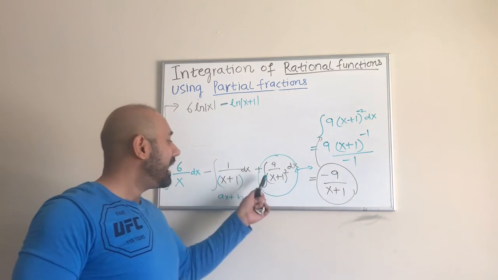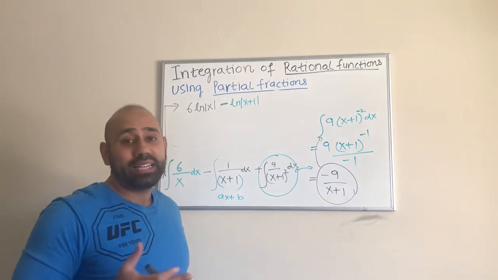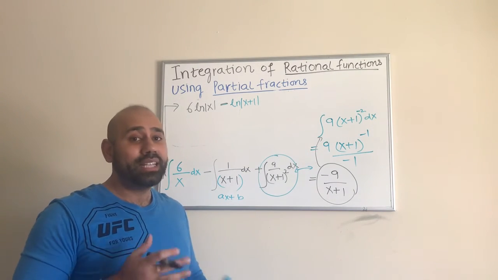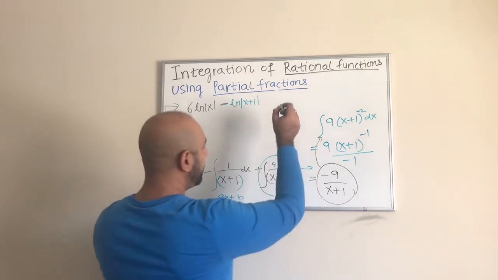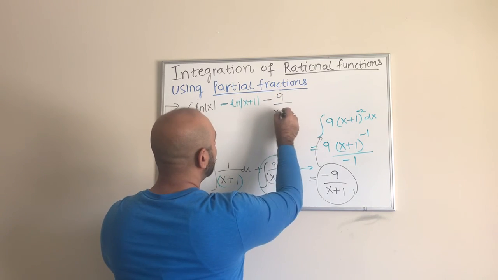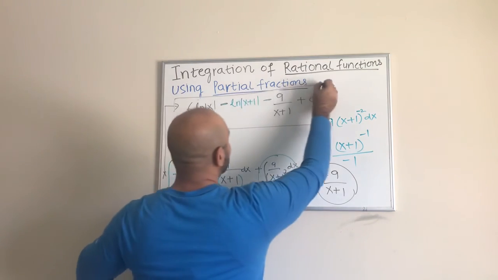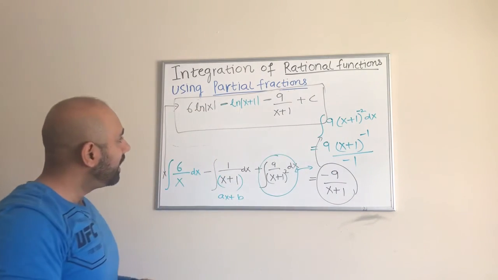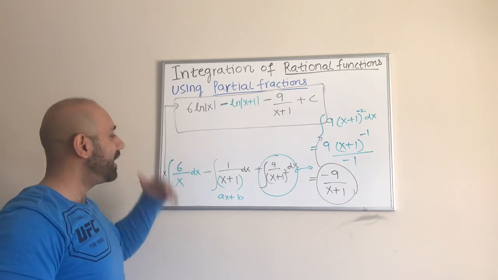We could handle it. As long as this is of the form ax plus b, the linear form, we can handle these. If it's a quadratic, then we probably have to think about other ways of doing it. So let us bring it together: minus 9 over x plus 1, and then don't forget to put a plus c. This is the integral of that rational function, which of course is not here right now, but we had to get rid of all of that so that we can finally finish this problem.